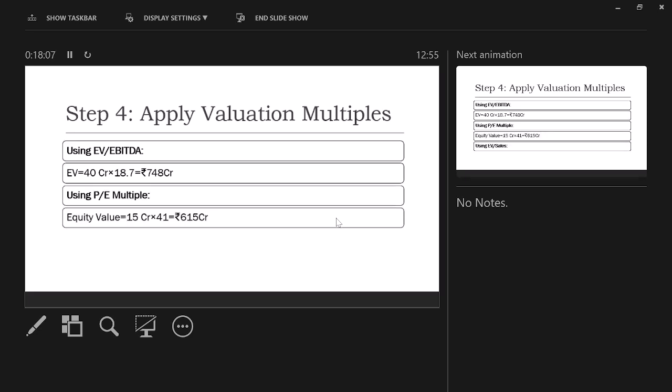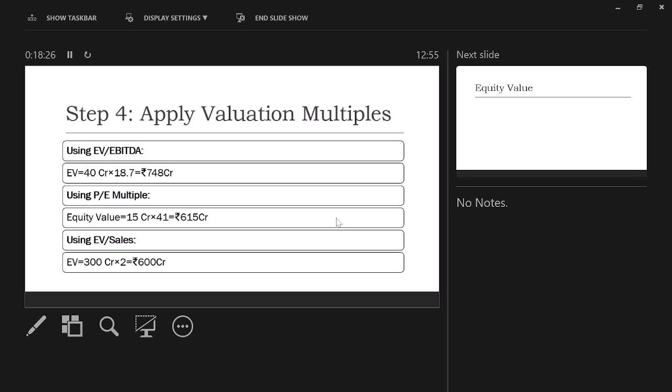Then using P/E multiples, we get a different valuation. The net profit is 15 crores multiplied by 41, so we get 615 crores. Now remember, EV includes debt and equity value doesn't include debt, so we have to make some adjustments to make it comparable. Then EV upon sales: 300 crores of revenue multiplied by 2, so the value comes to 600 crores. So we have got three values: 748, 615, and 600. That means it is ranging from 600 to 750 crores.